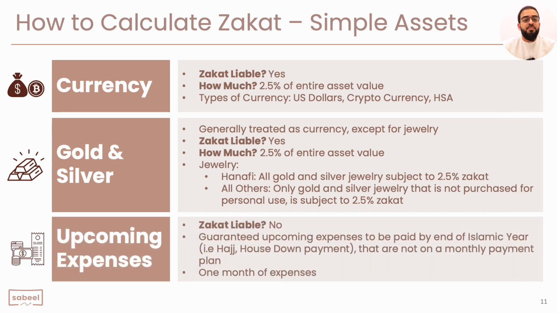The next piece is upcoming expenses. The majority of the scholars say what you can deduct from upcoming expenses is one month's worth of expenses and credit card bills. There are certain exceptions made for other types of expenses that you can deduct, such as Hajj or down payment. And this is based off of what has been contractually agreed or committed to. So if you have already agreed to Hajj and you have signed up with an agency and you have put your efforts and your money in place, this is a type of expense that you can deduct as the value of Hajj is pretty significant.